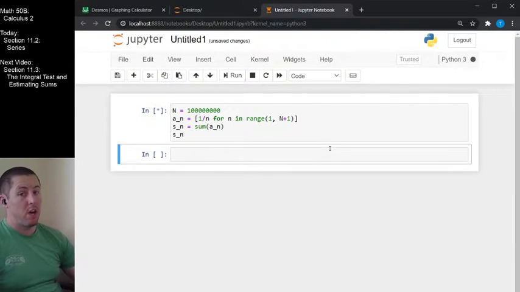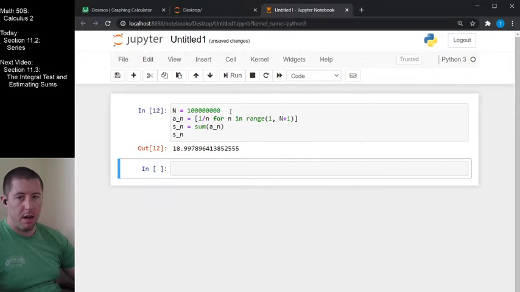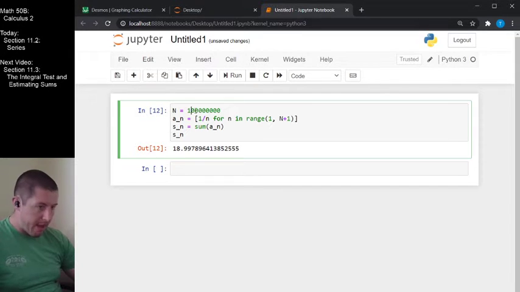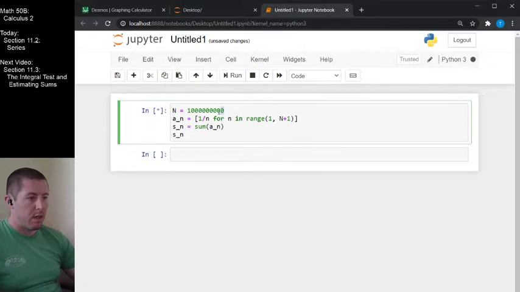And if I do the first 100 million terms, it's got to think really, really hard right here. Oh man, is it thinking really hard? Okay, 18.9. Oh man, are we bounded above by 19? Well, let's look at the first billion terms and then we'll call it good here.